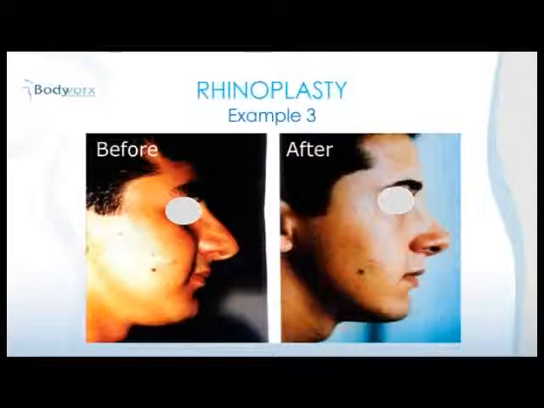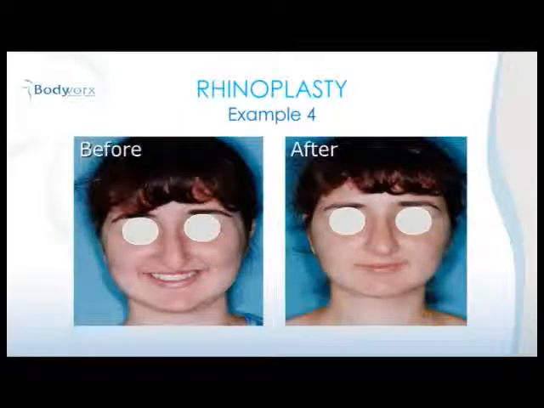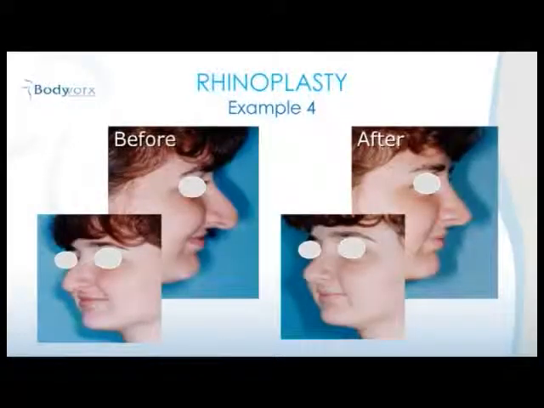The next example shows a male rhinoplasty. The bump has been removed, the nose has been shortened. In the front view, the tip has been narrowed. In this case, this patient's nose was narrowed and shortened. In the side view, the hook and the bump have been improved to produce a far more pleasing profile appearance.